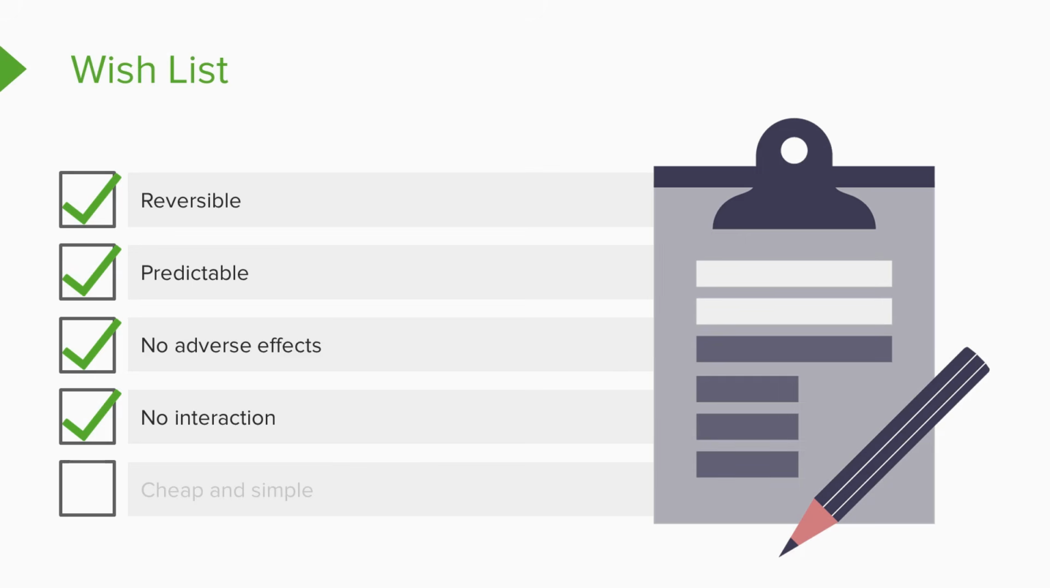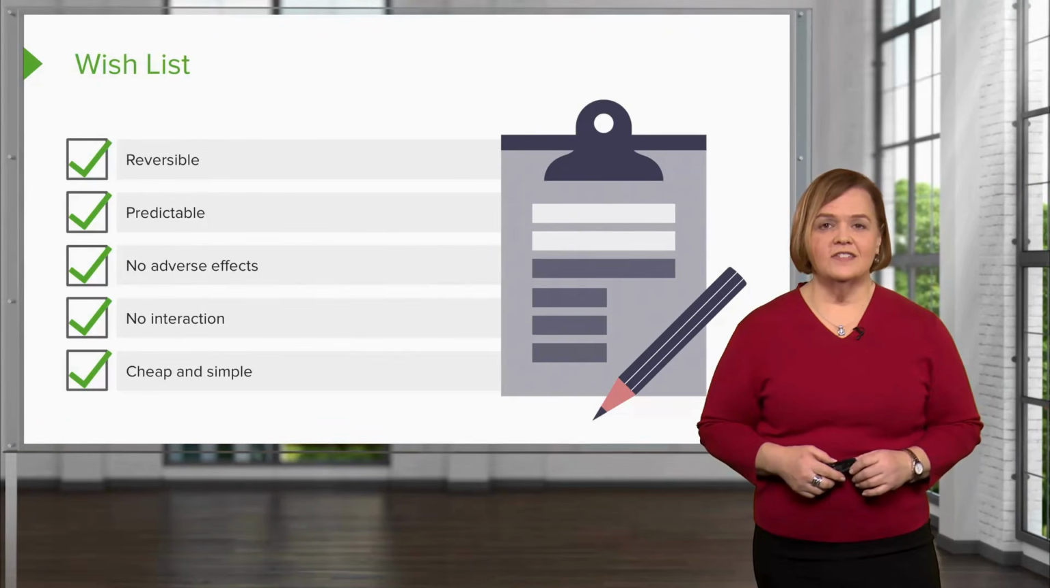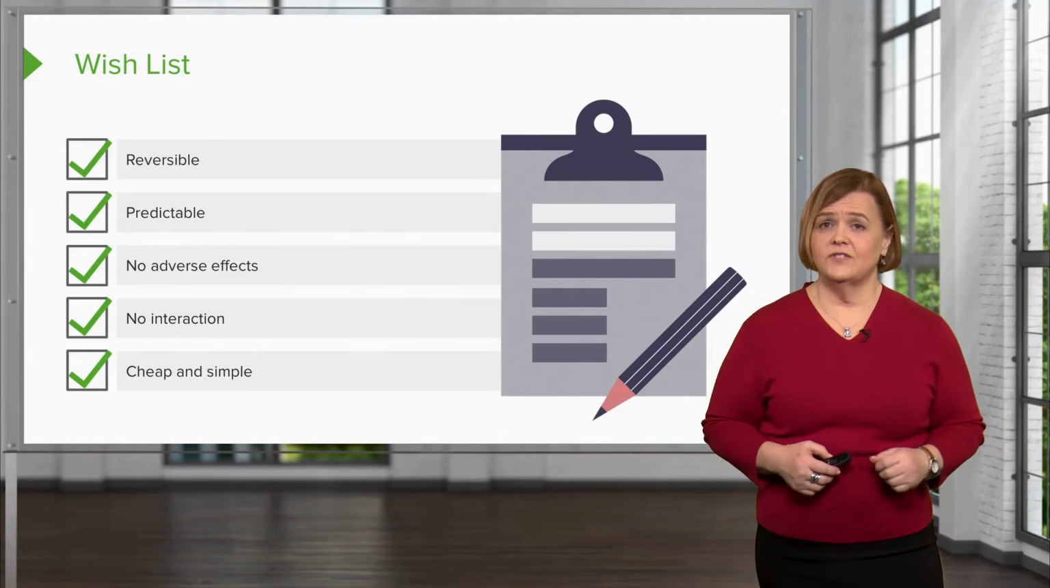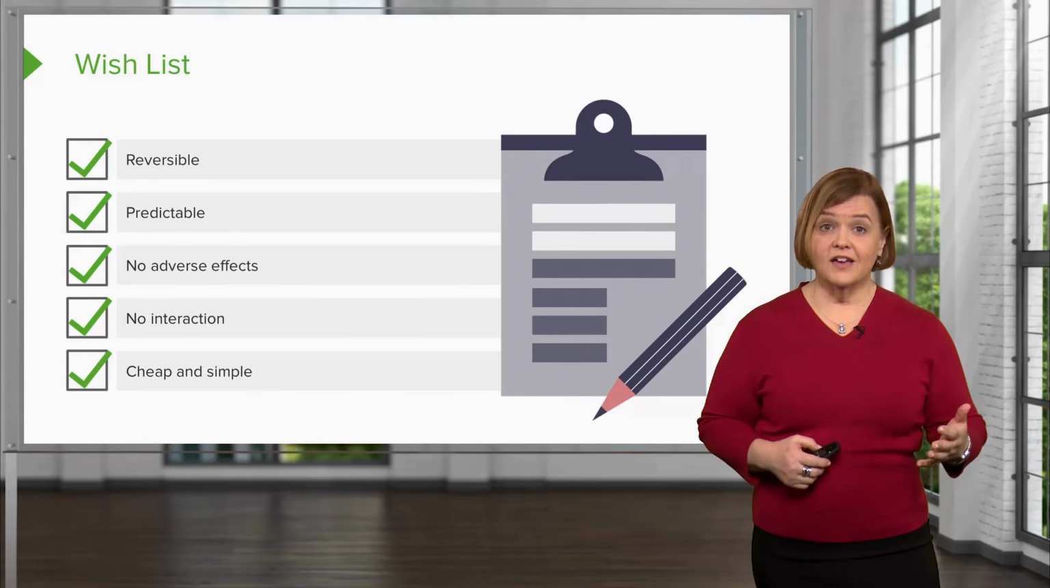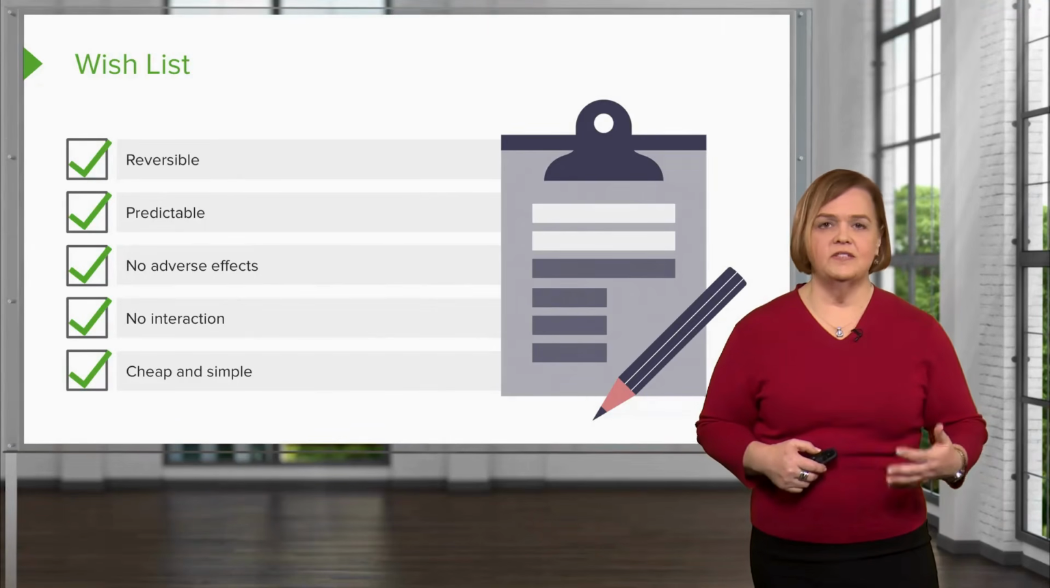No interactions. When you take two medications, you have the potential to have an interaction. And when drugs start working together, they can either impact and significantly increase the action of the drug, or they could diminish the action of the drug. And finally, we want it to be cheap and simple. Now, if you think this drug exists, that's all three of those things: safe, selective, and effective, plus reversible, predictable, no adverse effects, no interaction, and cheap and simple.